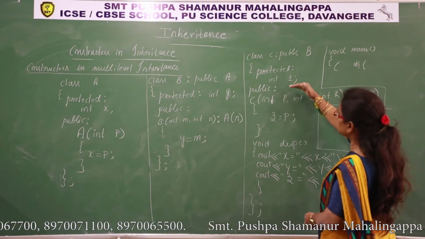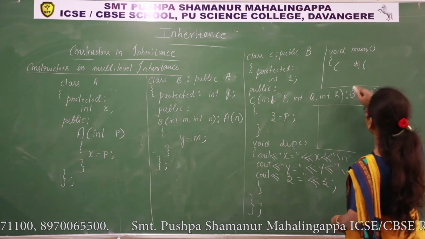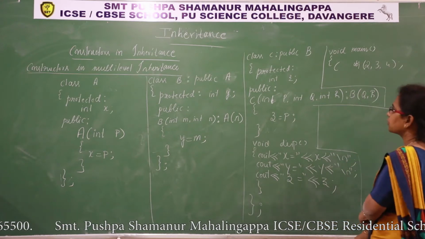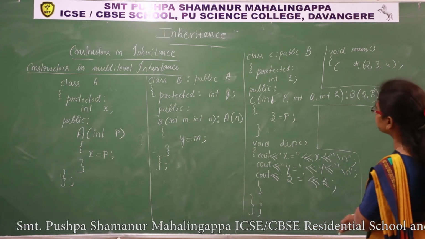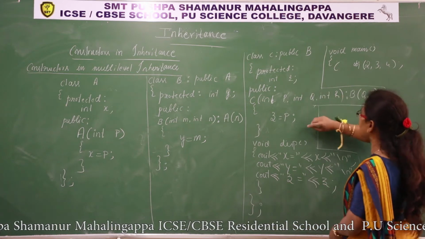The class C constructor has how many parameters? Three parameters. So I must pass three parameters. I pass 2, 3, 4. Okay. Now 2 is copied to P, and 3 goes to Q, and 4 goes to R.